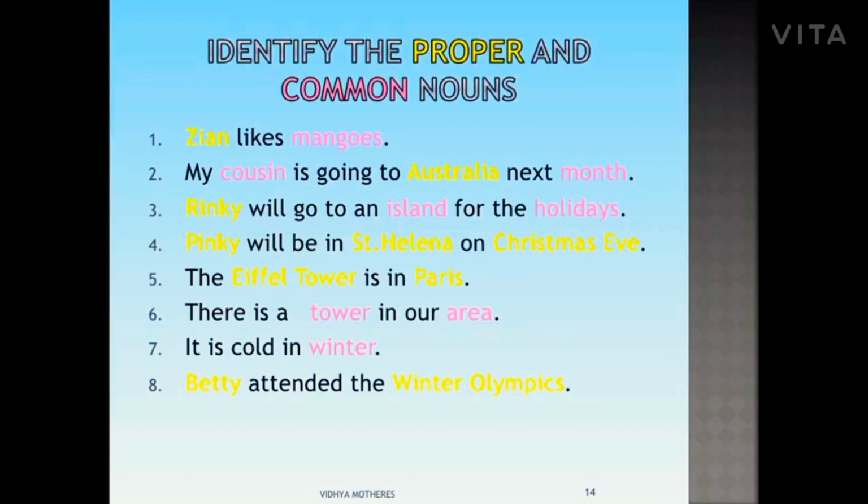Fifth, the Eiffel Tower is in Paris. Here, specific names of places are given. Sixth, there is a tower in our area. Nothing is specified. We are speaking very generally. So, tower and area are used as common nouns.